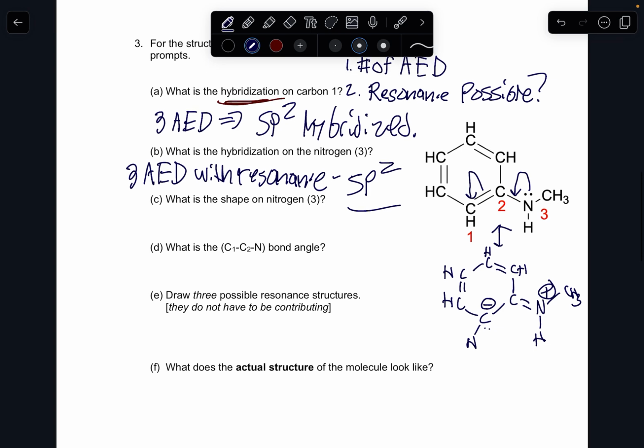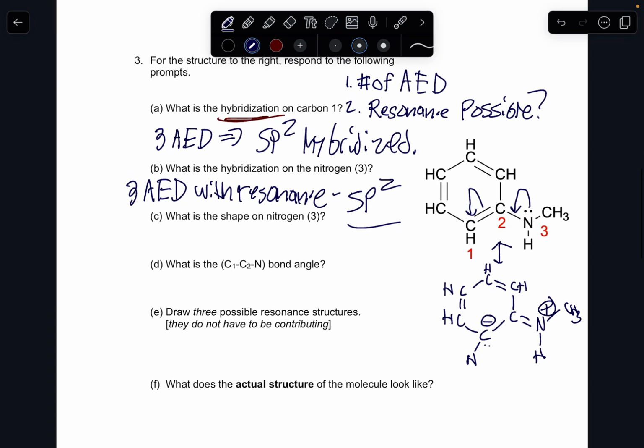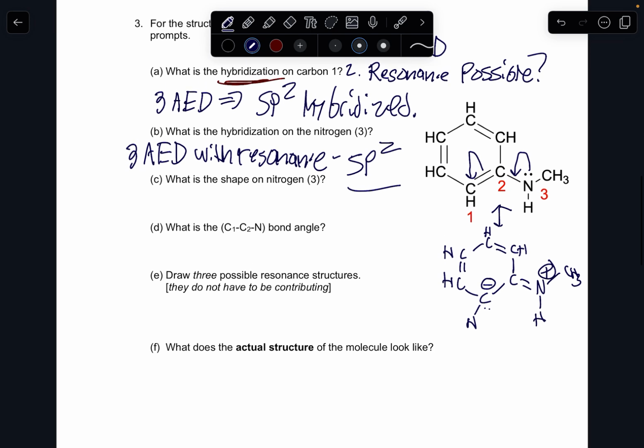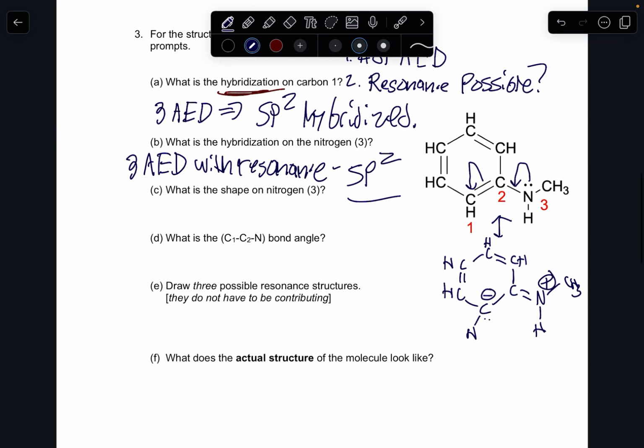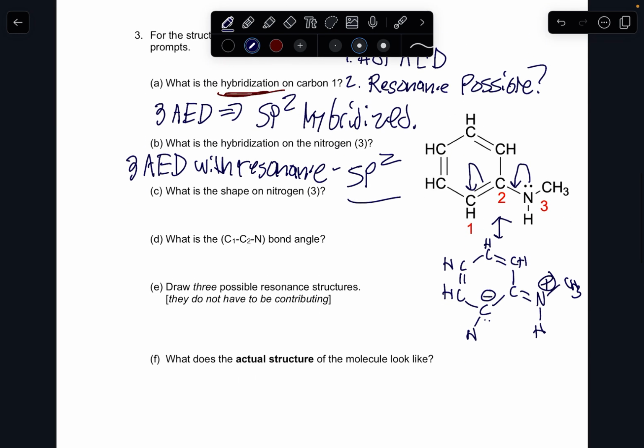So just be prepared. You need to train yourself out of the Gen Chem mindset and look for resonance structures instead. What is the shape of the nitrogen? Well, we just drew these resonance structures. It's sp2. That means it's trigonal planar.